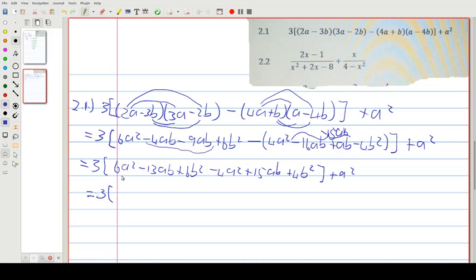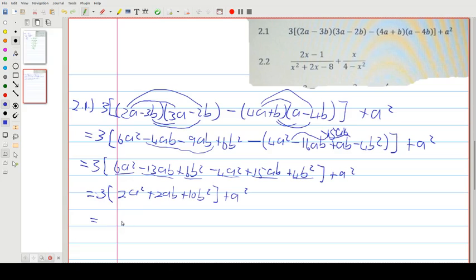Okay, so 6a squared minus 4a squared is 2a squared. And then let's look at the ab's. So we've got minus 13ab plus 15ab, so that gives us plus 2ab. Then we get the b squared. 6b squared plus 4b squared is 10b squared. And then we've got the plus a squared. So now we're almost there.